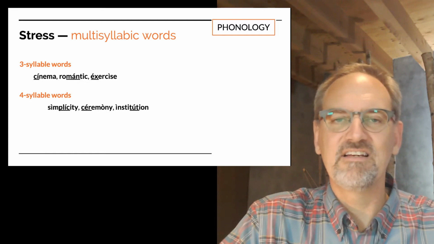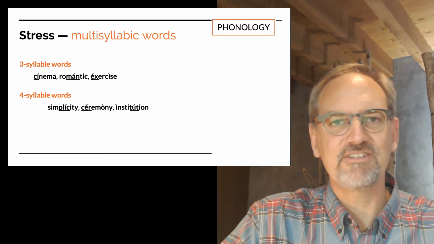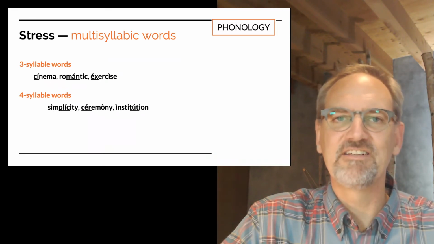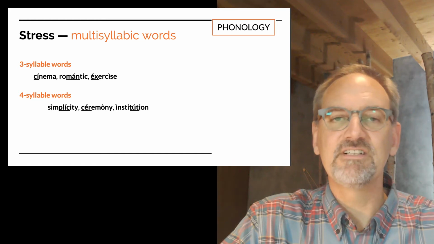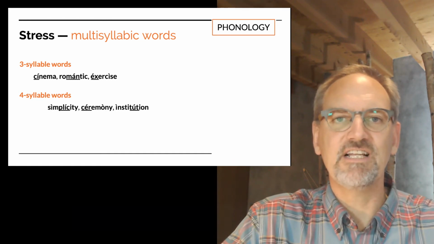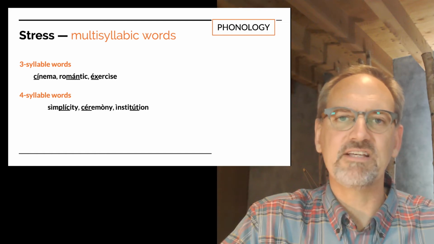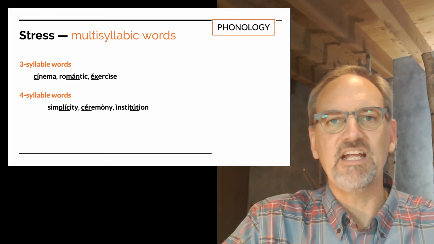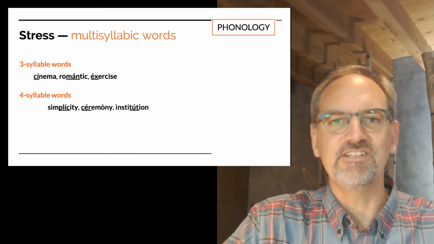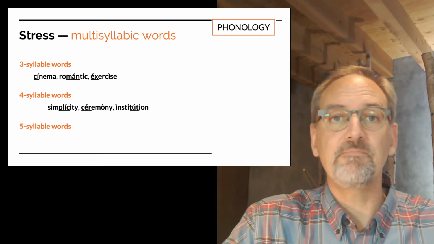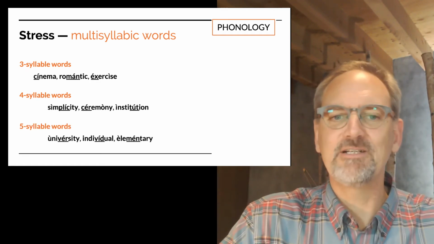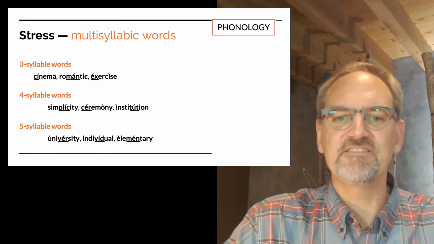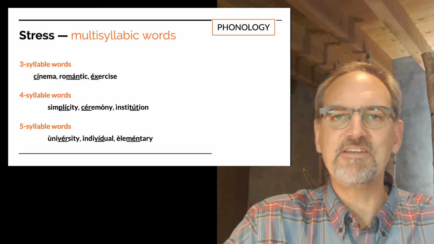So ceremony is stressed on the first and third syllables, with primary stress on the first syllable, ceremony. In institution, stress is still on the first and third syllables, but this time primary stress is on the third syllable and secondary stress is on the first syllable. Institution. So again, we have these different patterns. Let's quickly look at five-syllable words. Words like university, individual, elementary.